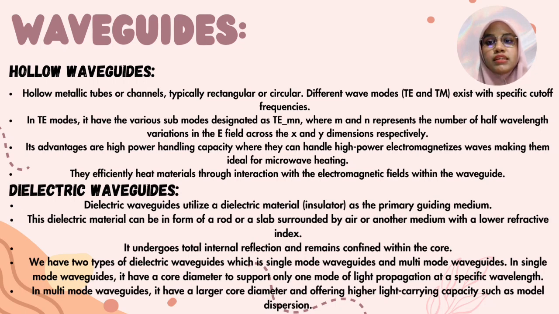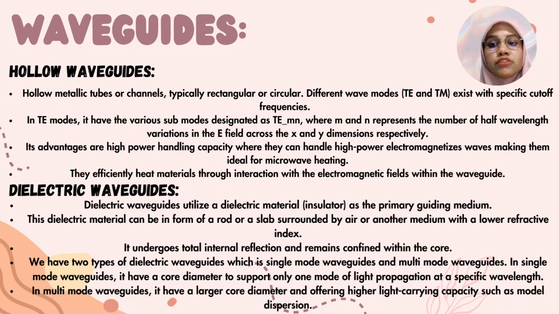In TE modes, there are various sub-modes designated as TE-MN, where M and N represent the number of half wavelength variations in the E fields across the X and Y dimensions respectively. Its advantages are high power handling capacity, where they can handle high power electromagnetic waves, making them ideal for microwave heating. They efficiently heat materials through interaction with the electromagnetic fields within the waveguide.